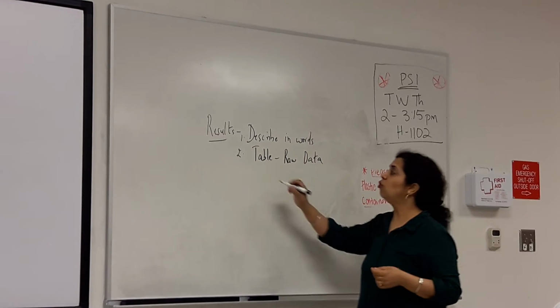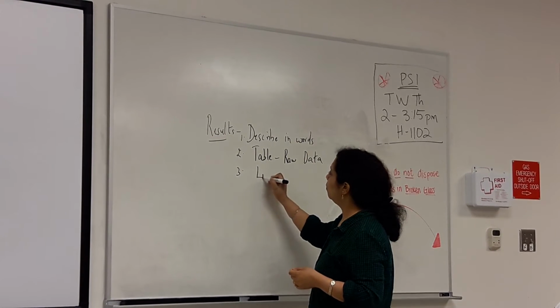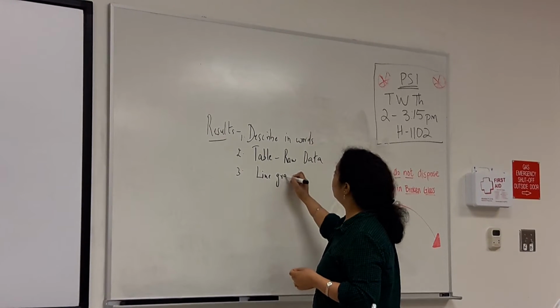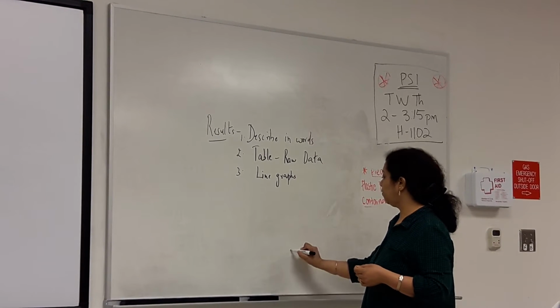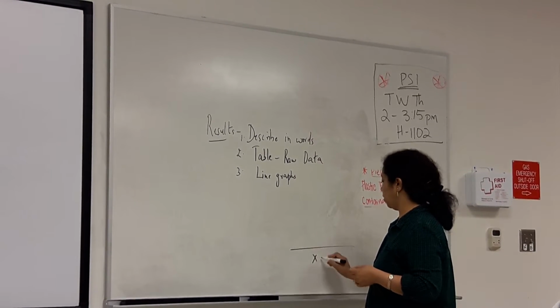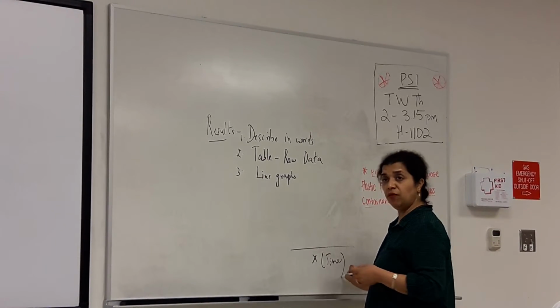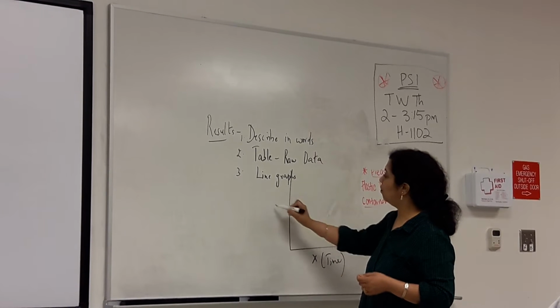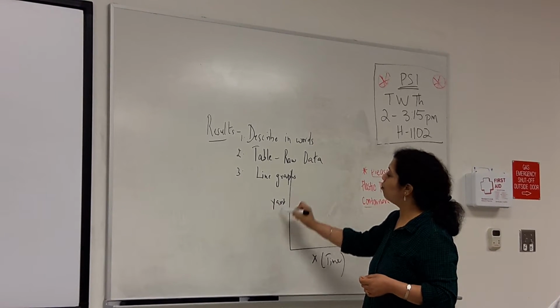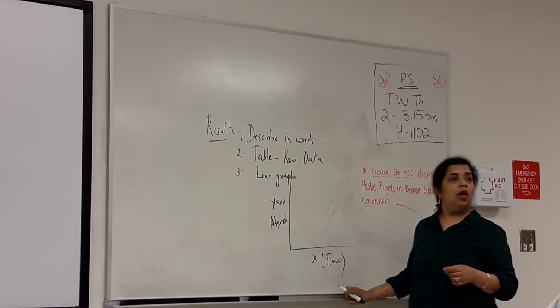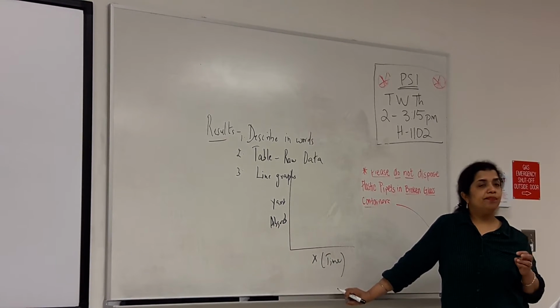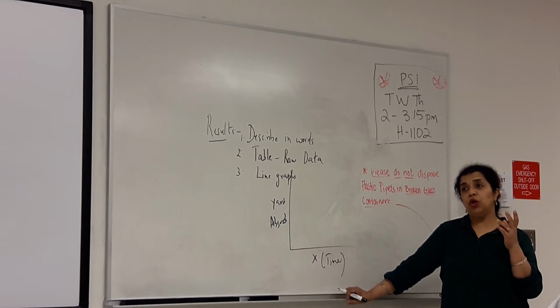And third thing, you're going to make line graphs. Now what are line graphs? For making line graphs, what are you going to do? You are going to take time on the x-axis, because time is your independent variable, and on the y-axis is going to be your absorbance values. And you are not going to make one graph for every tube.